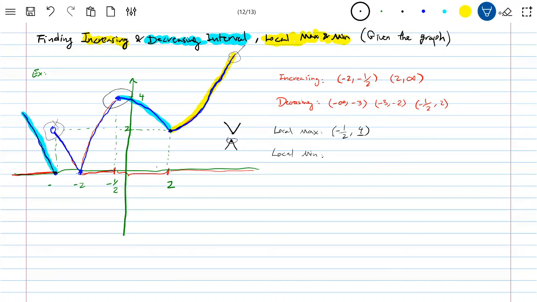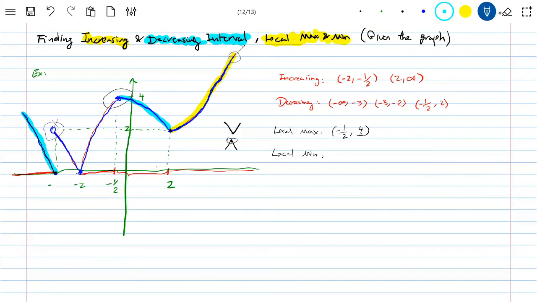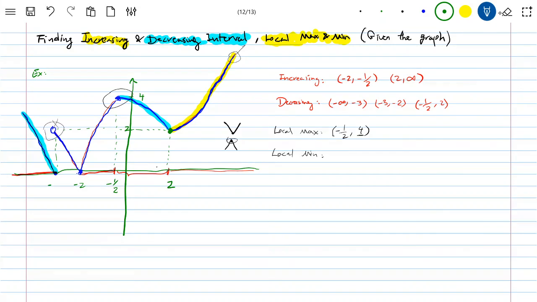Okay, now for local minimum, if you look at these points, let me change this to a different color, maybe green. This point here is the smallest y value in this small neighborhood, as well as this point, as well as this point. So now I have 3 points. Can I consider this one? Yes, I can, because it's still the smallest along this small area around it. So that would be possible, and it belongs to the graph. So I will have 3 points.